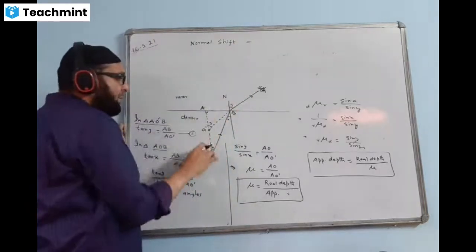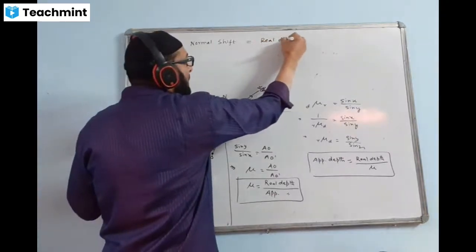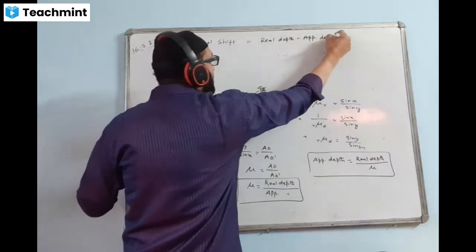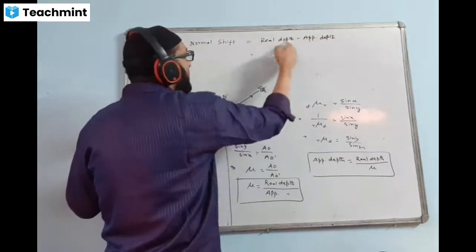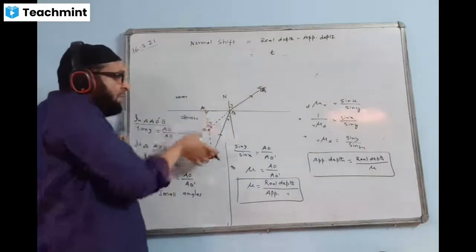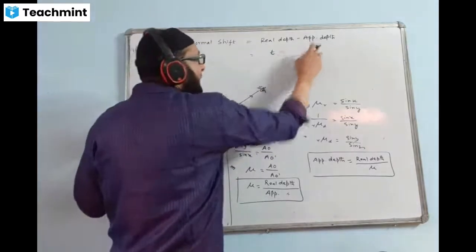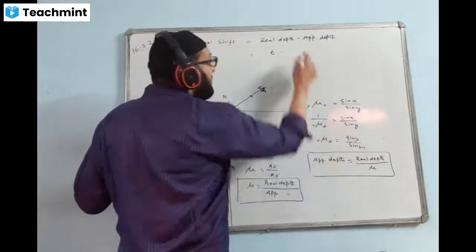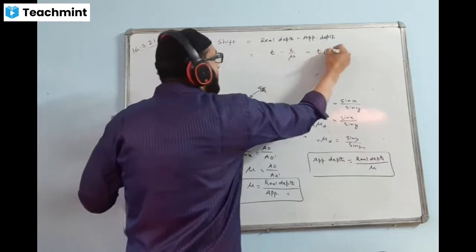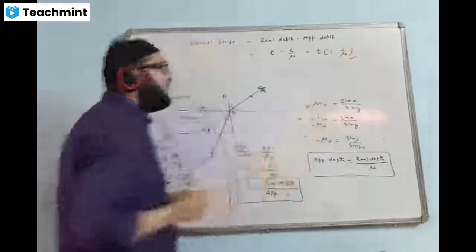How do we find normal shift? It is the real depth minus the apparent depth. This is the value of normal shift. Suppose real depth is T, the actual depth, that is the thickness of maybe the glass block. Minus apparent depth, which we can write as real depth by mu, that is T upon mu. You can take T common under bracket, you get T times 1 minus 1 upon mu. So this becomes the formula of normal shift.